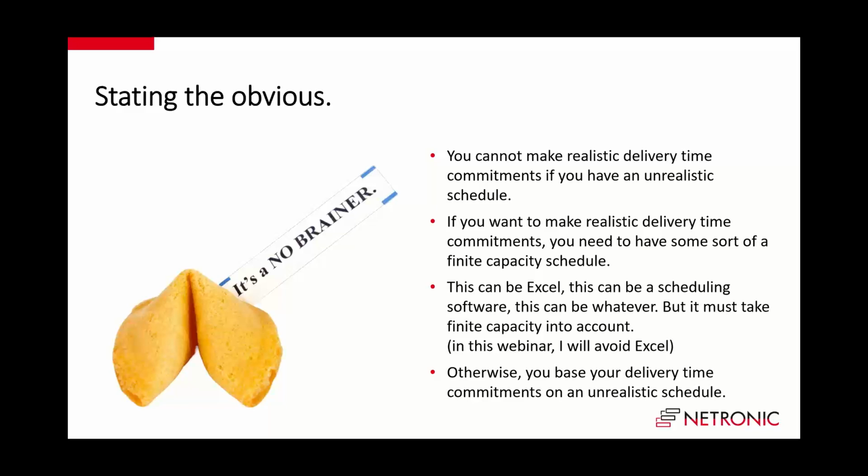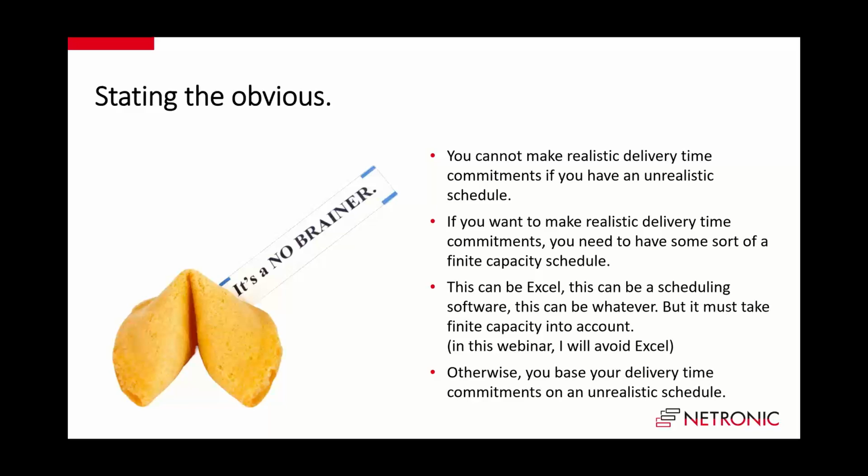If your schedule is unrealistic and you add a production order to it and derive a delivery date for this, then you have a delivery date for the production order that you might have calculated right, but it is based on the assumption of an unrealistic schedule. And this happens with many Business Central customers, actually: they work with Business Central with the assumption of infinite capacity, have an unrealistic schedule, and then try to make realistic delivery time commitments based on this unrealistic schedule.